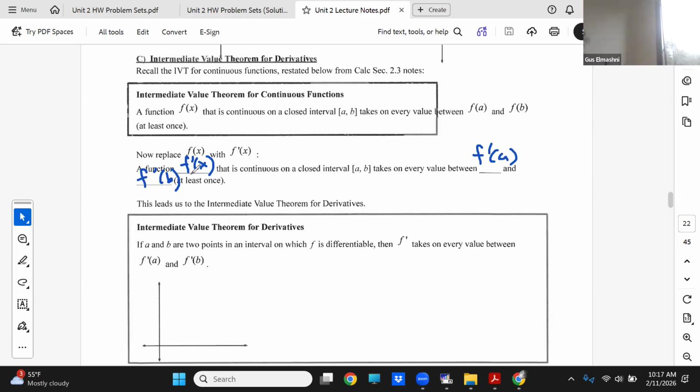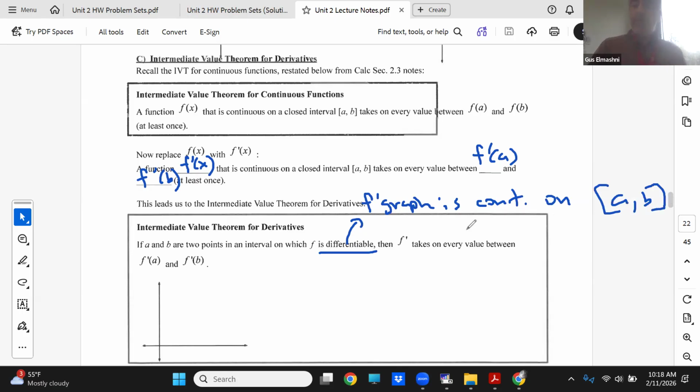Now, if you want f prime, I know it sounds weird, but if you want the f prime graph to be continuous, it means f of x is differentiable for all the values between a and b. So if a and b are 2 points in an interval in which f is differentiable, that means that f prime is continuous. The f prime graph is continuous on a to b. Then f prime could take on every value between f prime a and f prime b.